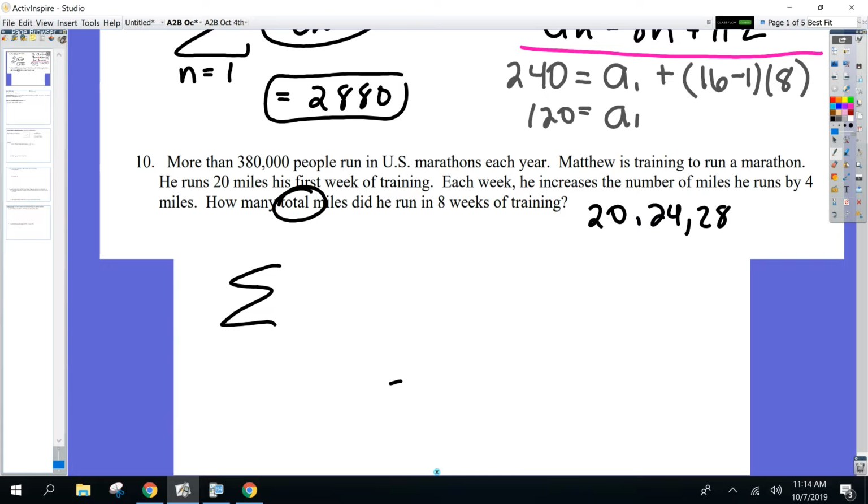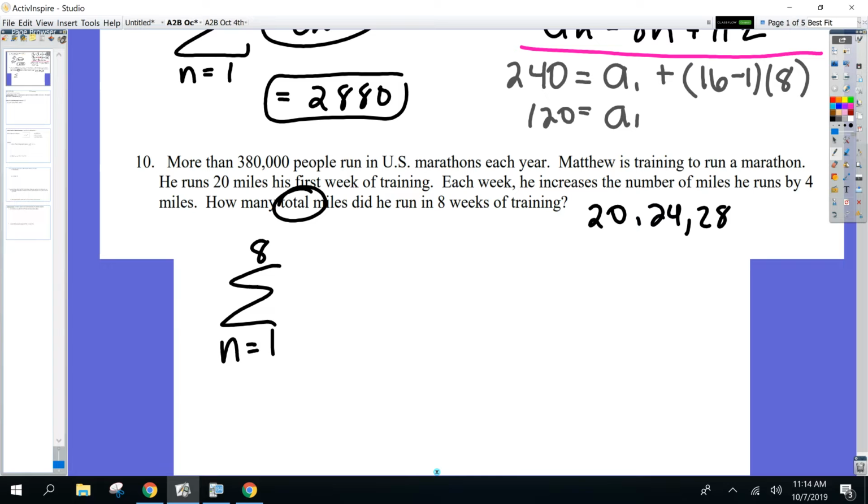And why do I need the sigma here? What am I asking you to find? Total sum of all the terms in the arithmetic sequence. All right, that's why I know I need the sigma. All right, what are we starting with? N equals 1. And what are we going to? 8. 8 weeks, right? 1 to 8.